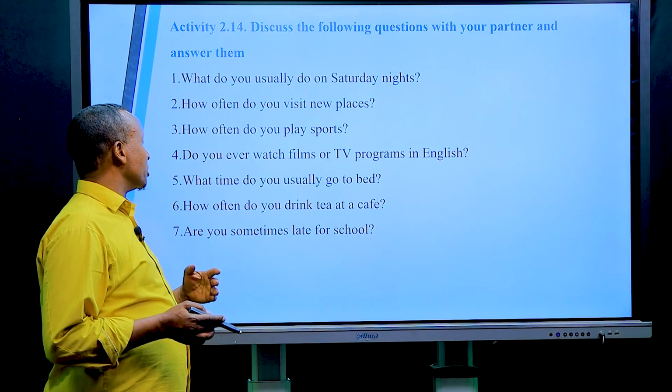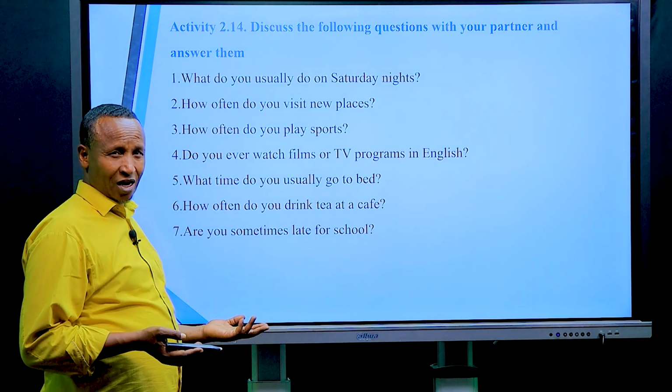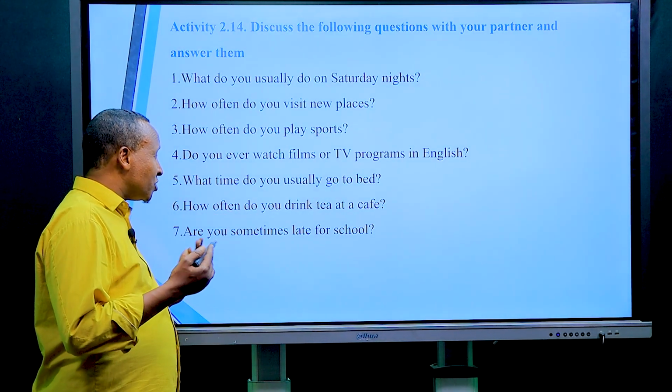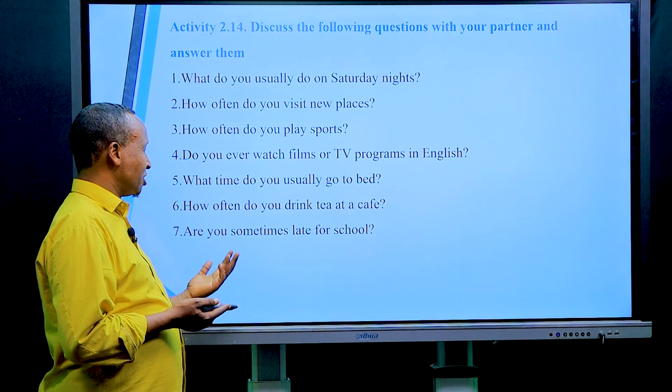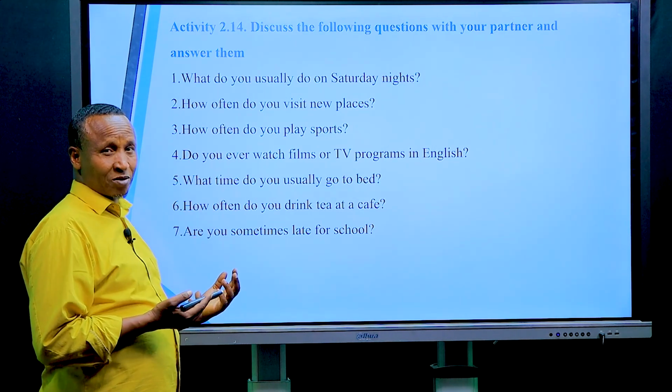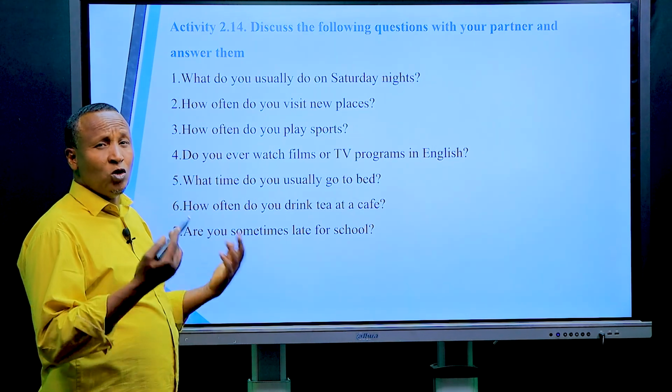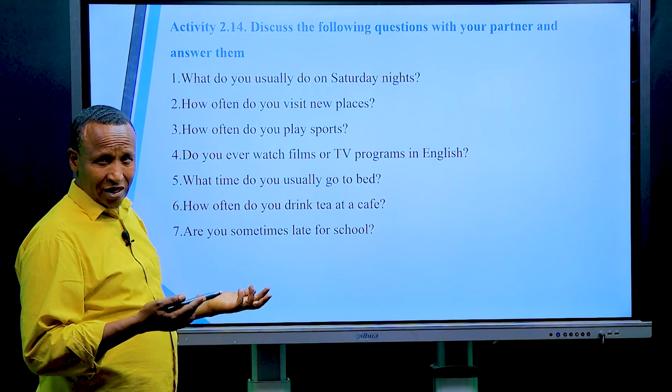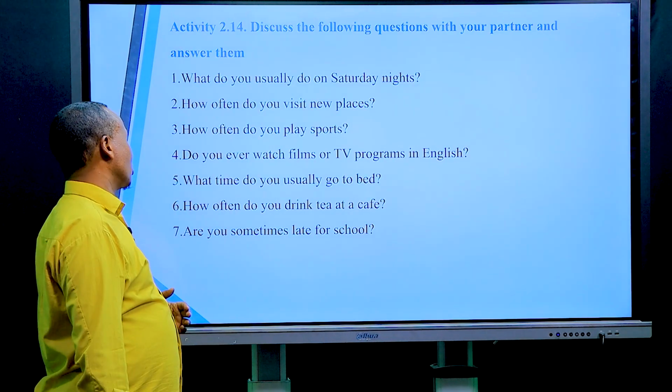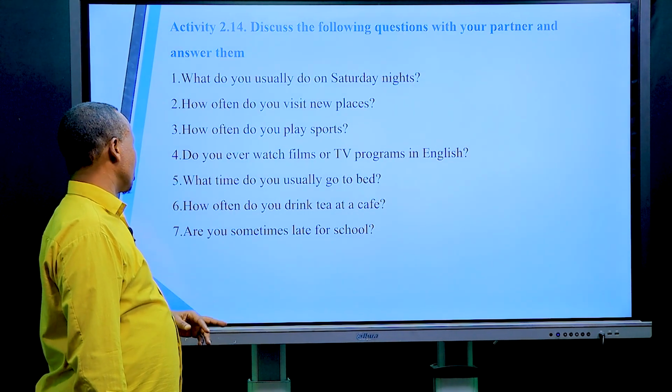How often do you drink tea at cafe? I sometimes drink tea at cafe. I always, I usually, I sometimes. You can use different adverb frequency.